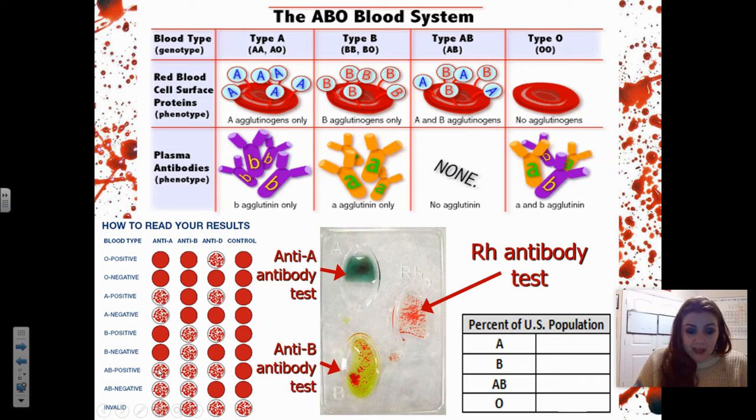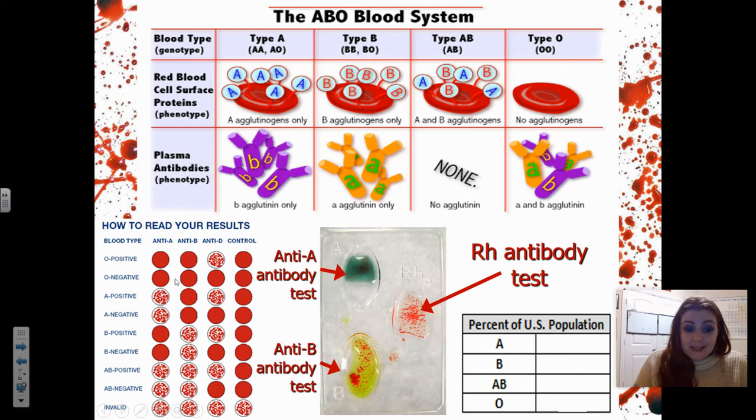This is clumping in the A. This is clumping in the B. This is clumping in the Rh, which is sometimes called anti-D as well. So this person is AB positive because it clumps with all of them. It has A, it has B, and it has positive. So it's AB positive blood.